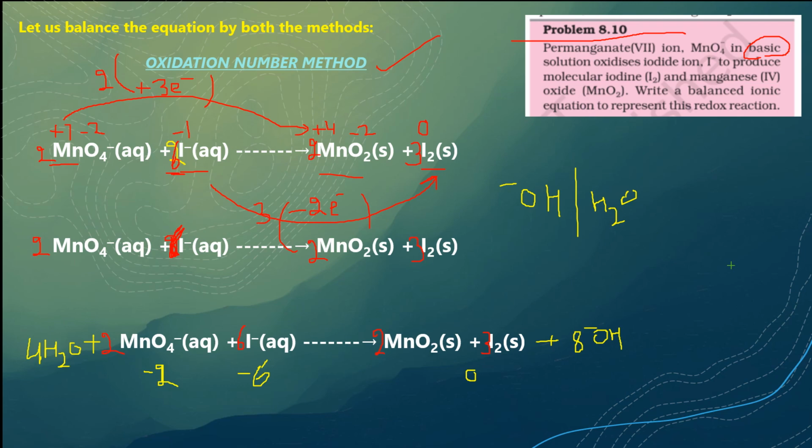According to me, this is the balanced equation. Let us check. 8 hydrogens here, 8 hydrogens here. Charges are already balanced. 4 oxygens here in water and 4 into 2, 8 oxygens in permanganate ion. 8 plus 4 is 12 oxygens on the left hand side. On the right hand side, you have 8 oxygens here and 4 here, 12. Perfect. 2 manganese, 2 manganese. 6 iodine, 6 iodine. So my equation is properly balanced. First method I have done.